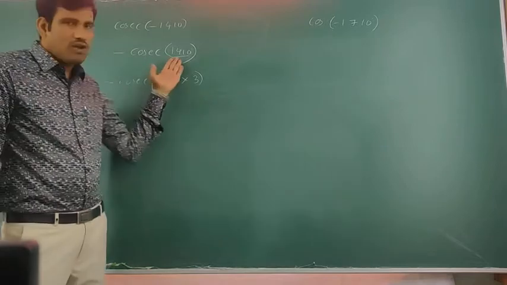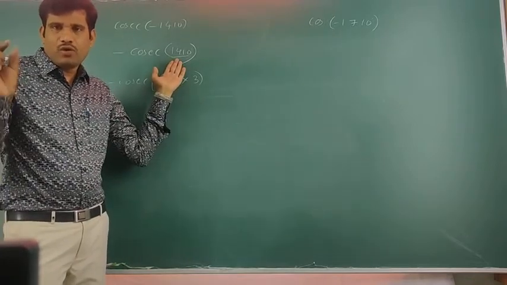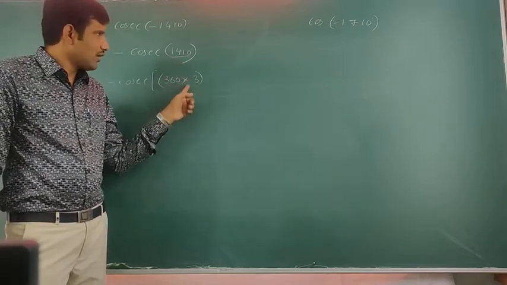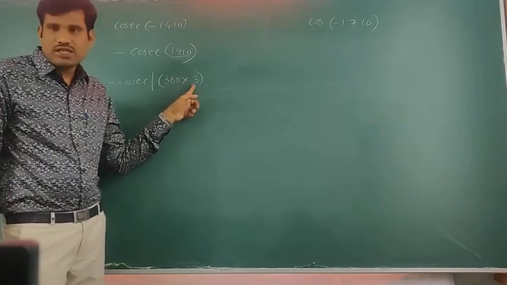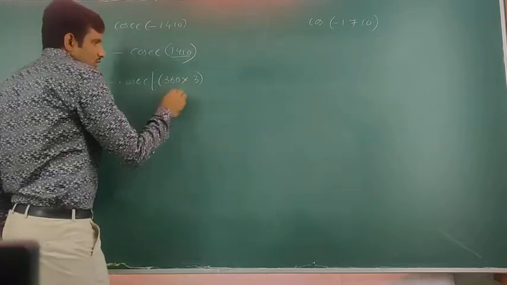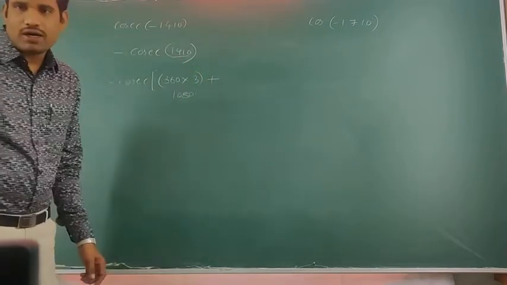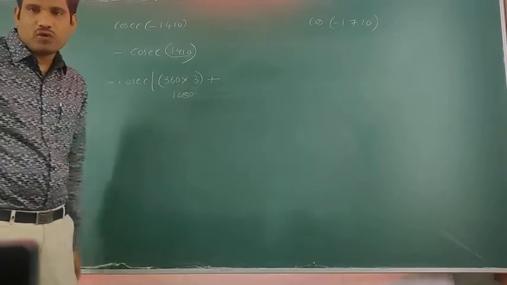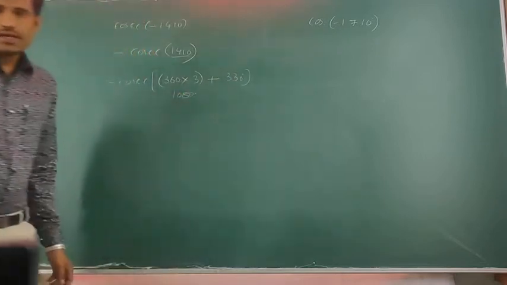Similarly, 1410 divided by 360, tell me the whole number. Whole number we are getting as 3, right? So 1410 divided by 360, we are getting 3 point something. That point we can neglect, so that is 360 into 3. What is 360 into 3? 1080. But what we require is 1410. So how much do we have to add to 1080 to get 1410? That is 330, right?